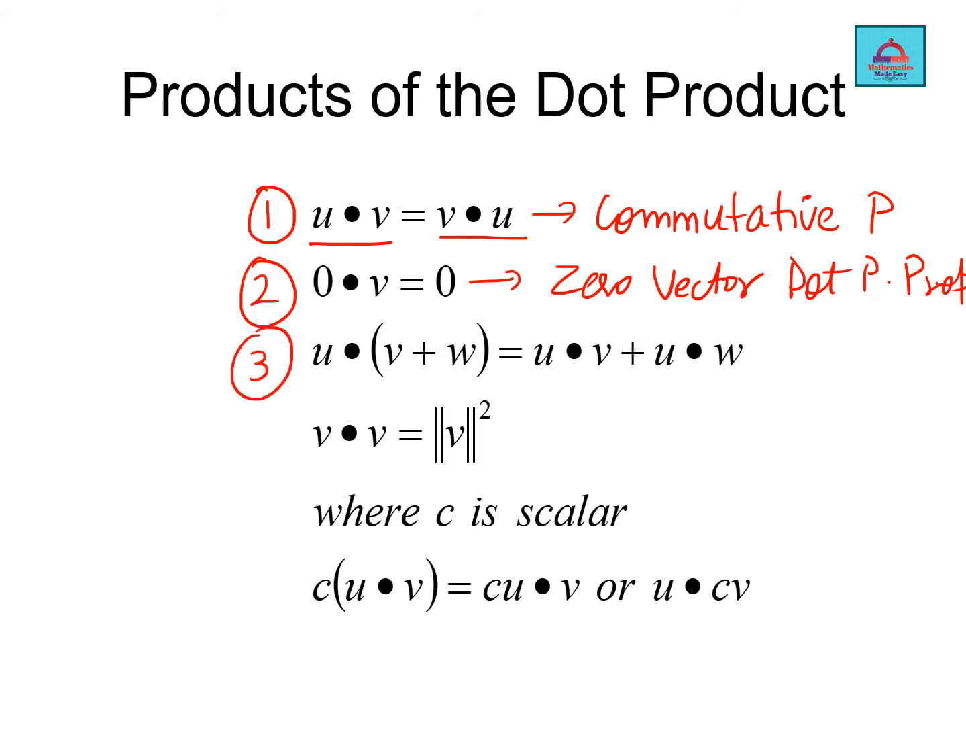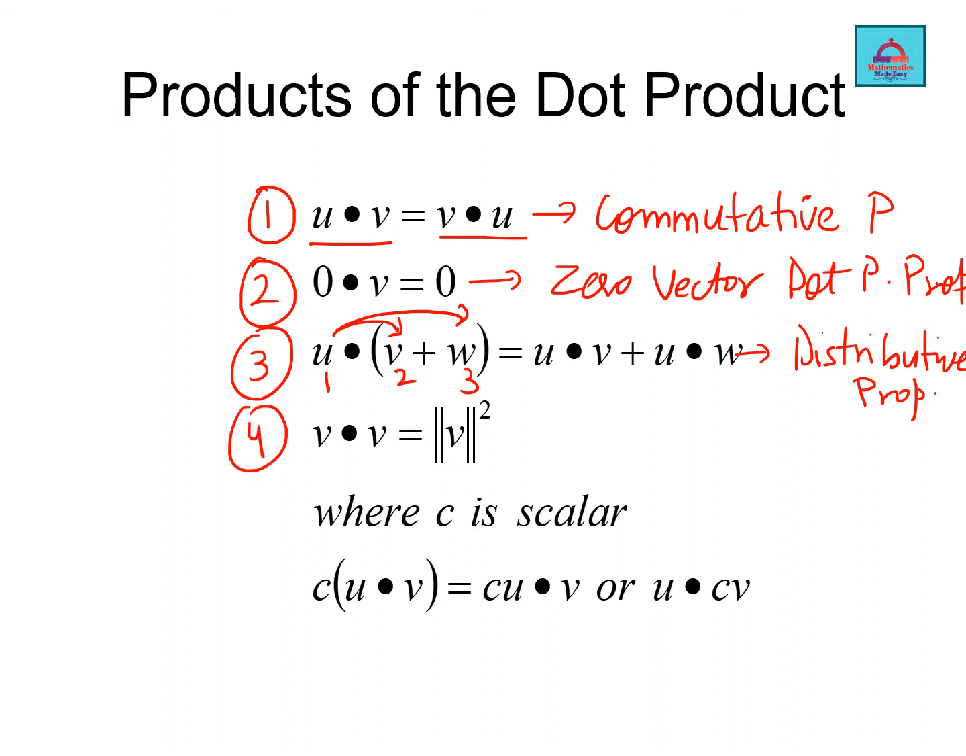Very easy to remember. Next one, here you are going to do the distributive. As you see, you have 1, 2, 3 vectors. So you are distributing the u vector over v plus w. When you distribute, this property is called the distributive property of the dot product.